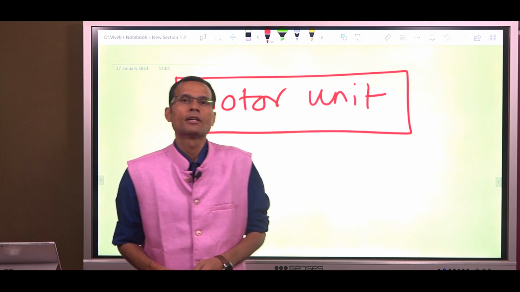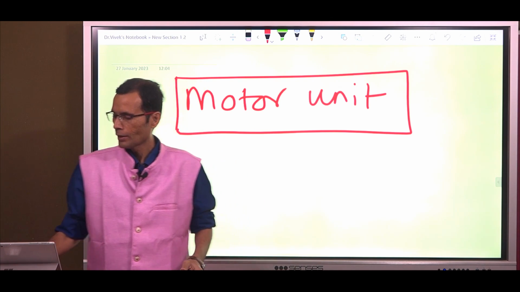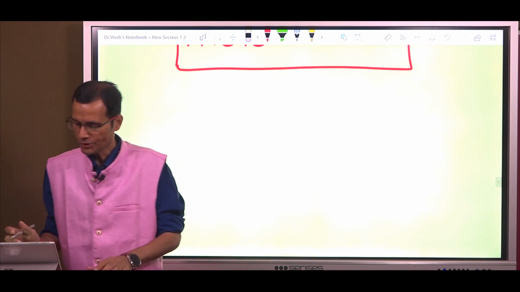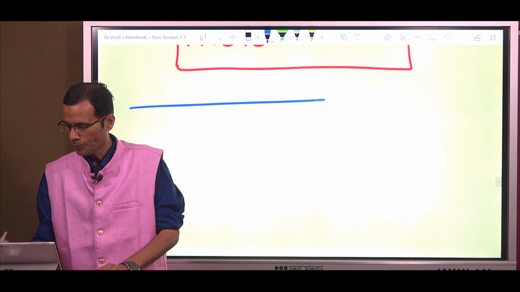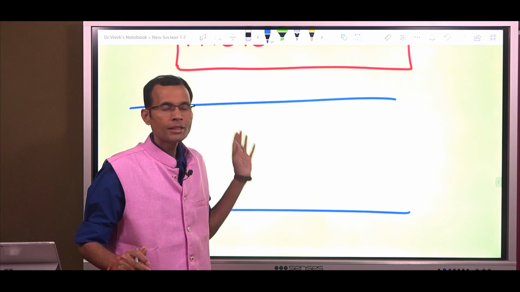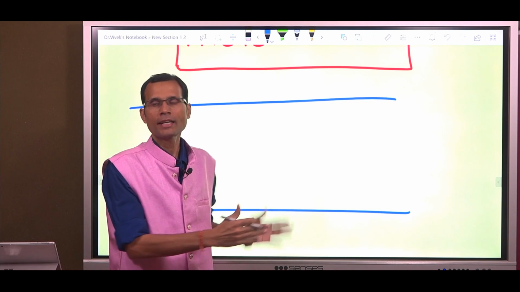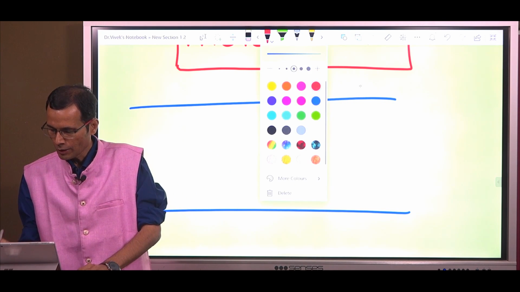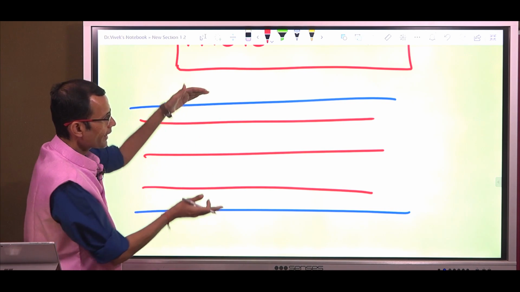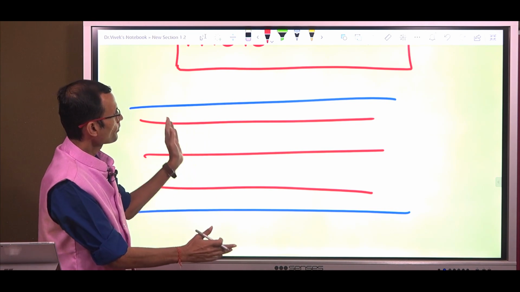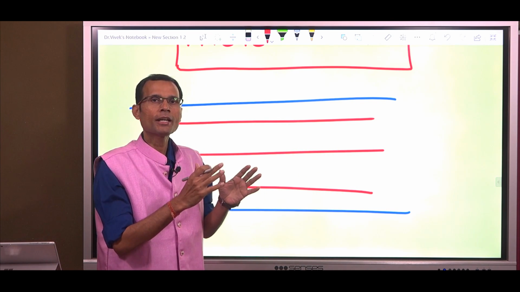Hello friends, let's learn a few quick things about motor unit. Let's have a diagrammatic representation. Here is a nerve trunk which has nerve fibers, the motor neurons which are reaching a skeletal muscle. So let's show these motor neurons inside a nerve trunk. This is nerve trunk. These are the three motor neurons which are innervating a skeletal muscle.